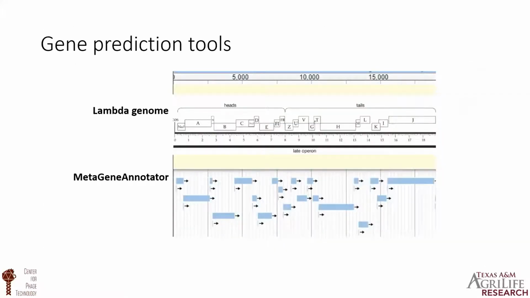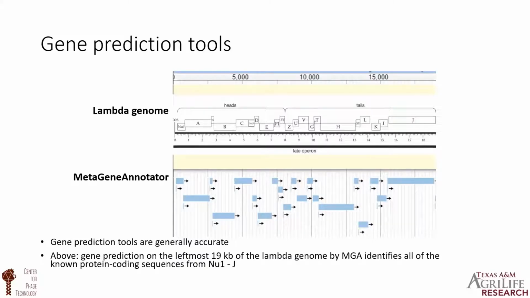This is an overview of what gene prediction tools Glimmer3 and MetaGeneAnnotator will do. What these tools are doing is looking at the DNA sequence and predicting which reading frames actually encode proteins, and they'll display only those reading frames. What's shown here is the output from MetaGeneAnnotator run against the phage lambda DNA sequence, and above that is a schematic of the phage lambda genome, which is very well characterized. You can see here that these gene prediction tools are generally quite accurate. This run of MetaGeneAnnotator was able to correctly identify all the known protein coding genes, starting from gene Nu1 through gene J, as shown here.